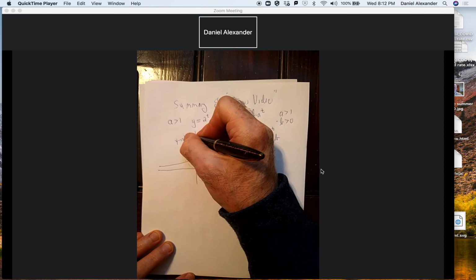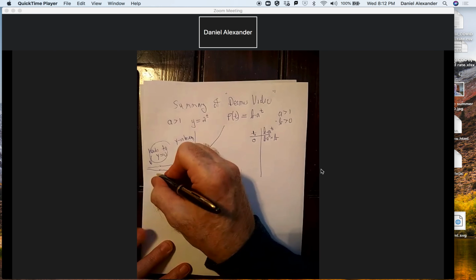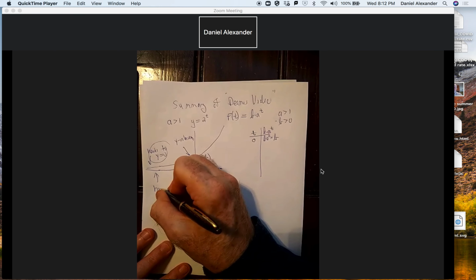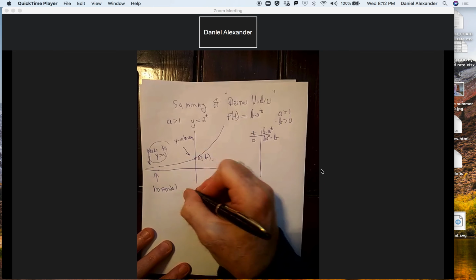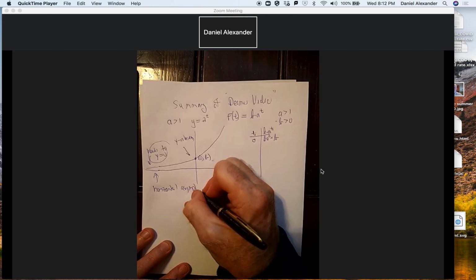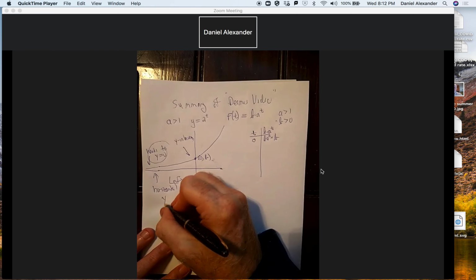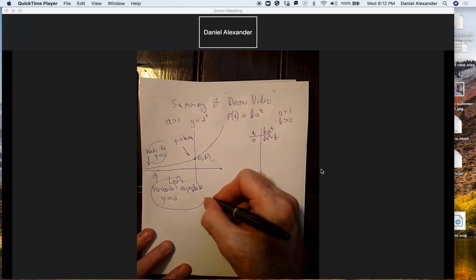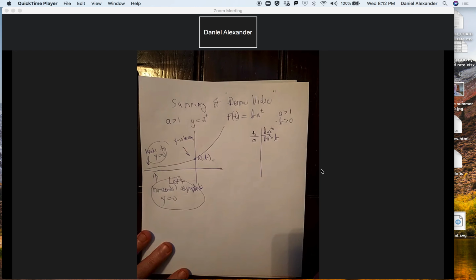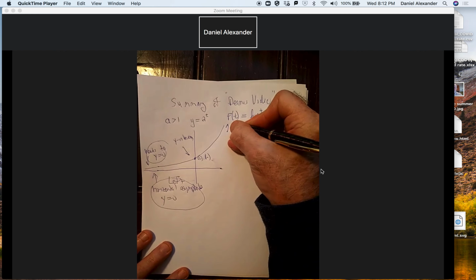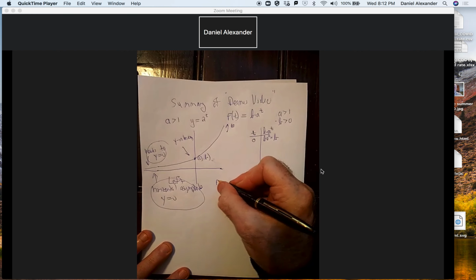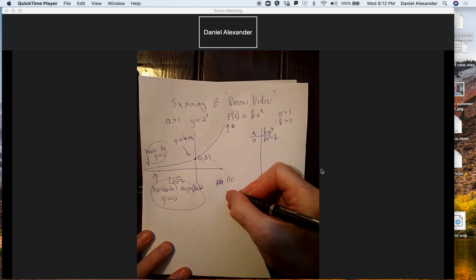We saw that if we continue this, the graph heads to 0, levels off at y equals 0. So what we're going to get here is a horizontal asymptote on the left of y equals 0, because this graph is heading to y equals 0. Here, this goes to infinity. And that means there's nowhere on the right, there are no vertical asymptotes.